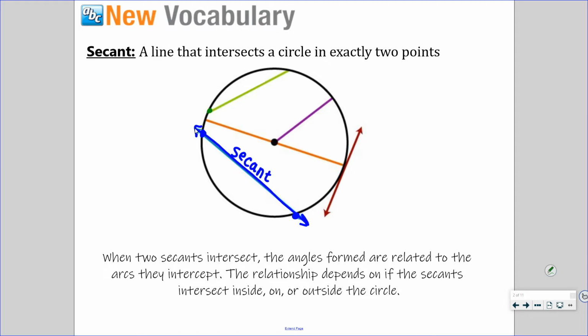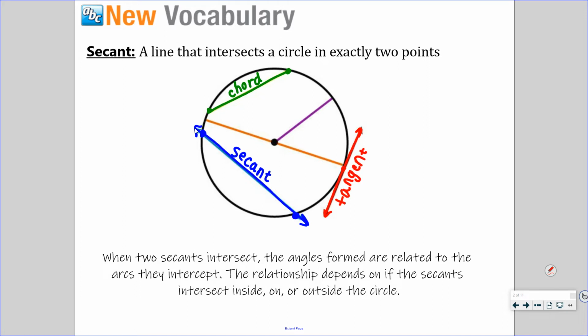Now this intersects my circle at exactly 2 points. What's this called? This is a chord. A chord can be classified as a secant line. What do we call this maroon one? Intersects only once. Tangent. Yep. That one's tangent. Actually, I want to go this way. Let's be consistent.